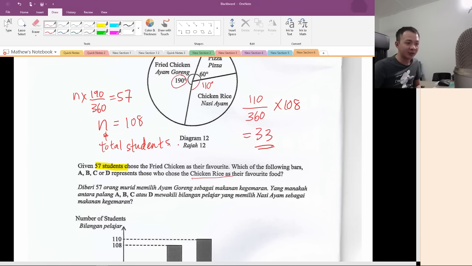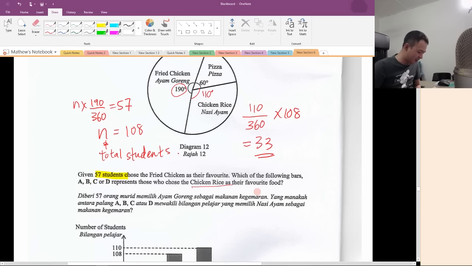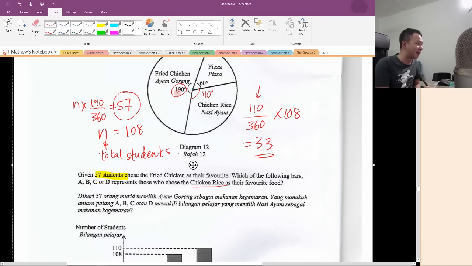Alright, so because the question doesn't give us the total number of students here, the question only tells us that 57 of the students like the fried chicken. So I will use the fried chicken number to find my n, which is the total number here. Yeah, how to get 110 here? You just use 360 minus 60 minus 190, then you get 110, because one pie chart is 360, right?